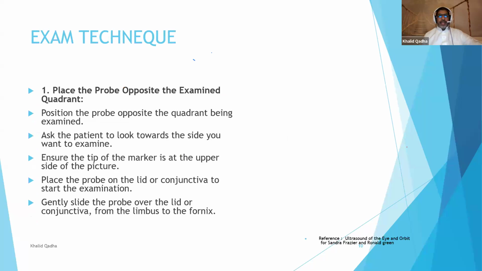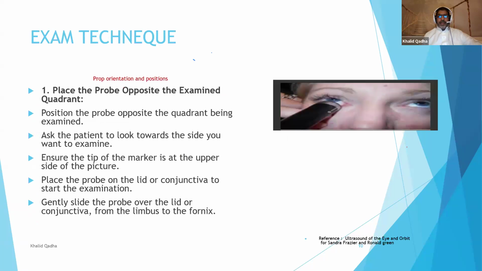Place the probe opposite the exam coordinate. As you see here, the probe is in an inferior part of the eye, but once you put it there, then you are visualizing the superior part. Whenever you put the probe, you are visualizing the other side. If you put it nasal, then you're going to see temporal, and vice versa.